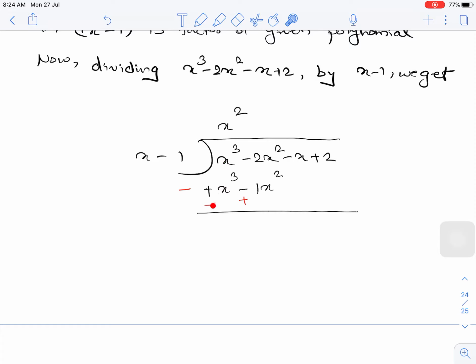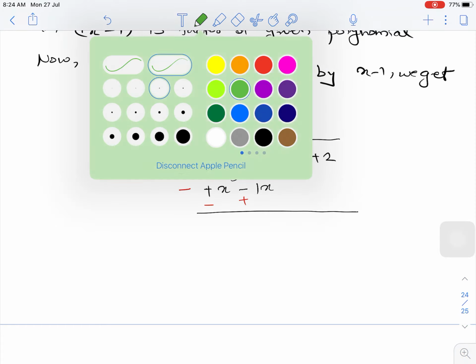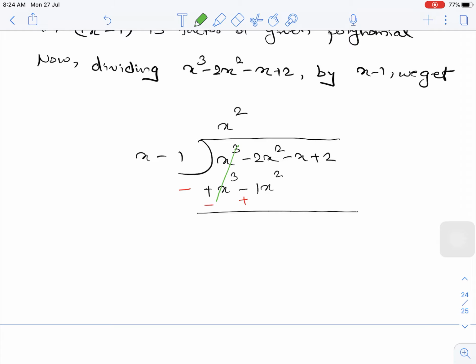So now both are having opposite signs, so we can cancel it. Okay, I'm cancelling it with this green one so that it will be easy for you to understand. Now minus 2x square plus 1x square, they are like term. Why? Because they are having same variable with same power. Now minus plus will become minus, so 2 minus 1 will become 1x square, and this number is greater, so its sign is minus, so sign of greater number will be minus. Okay, now remaining terms, that is minus x plus 2, you have to copy it over here. So what you will get, minus x plus 2.